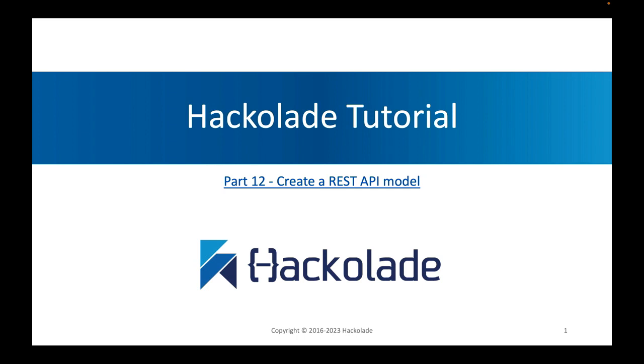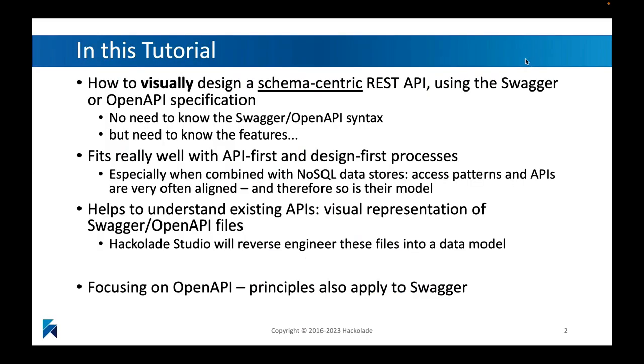In this part, we're going to be talking about how you can use the Hackolade Studio to create a REST API model for your APIs using a visual and schema-centric approach. So we're going to be developing Swagger or OpenAPI specification for those APIs without you having to know the Swagger or OpenAPI syntaxes. But of course, it will help you if you understand and know the features of those different specifications.